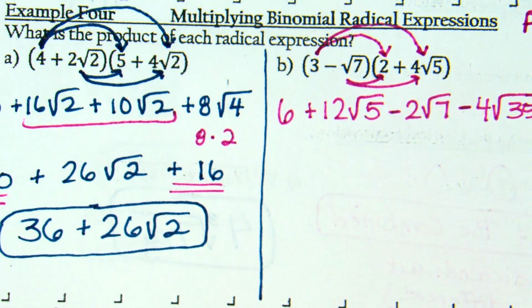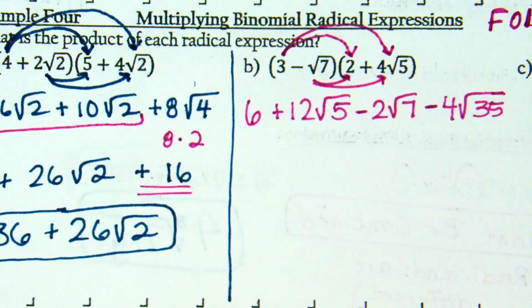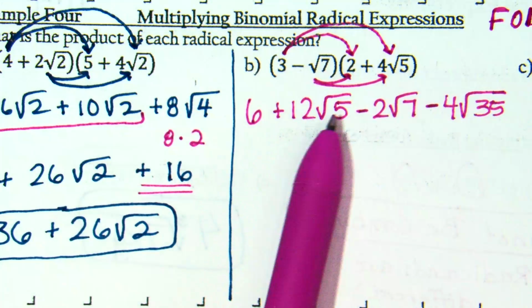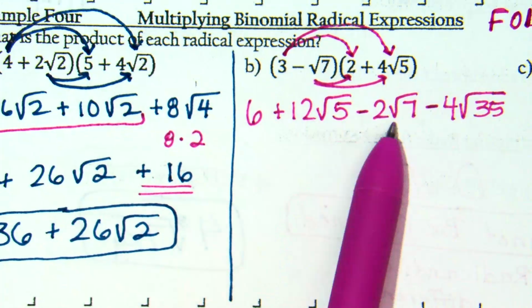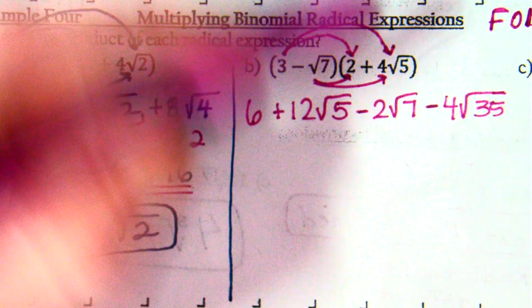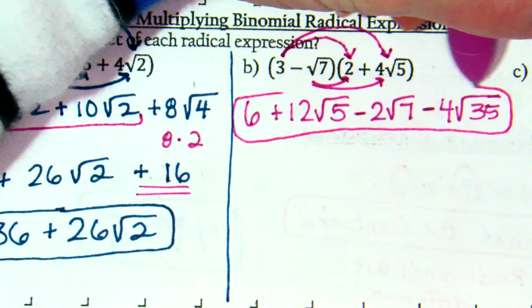Okay. What cleans up? Nothing? Okay, 6 is a whole number. Square root of 5? 5's prime, it's not going anywhere. Square root of 7? It's prime. Square root of 35? The only things that divide into 35 are 5 and 7. It's not going anywhere. Well, guess what, folks? This big long answer of 4 terms happens to be my answer.